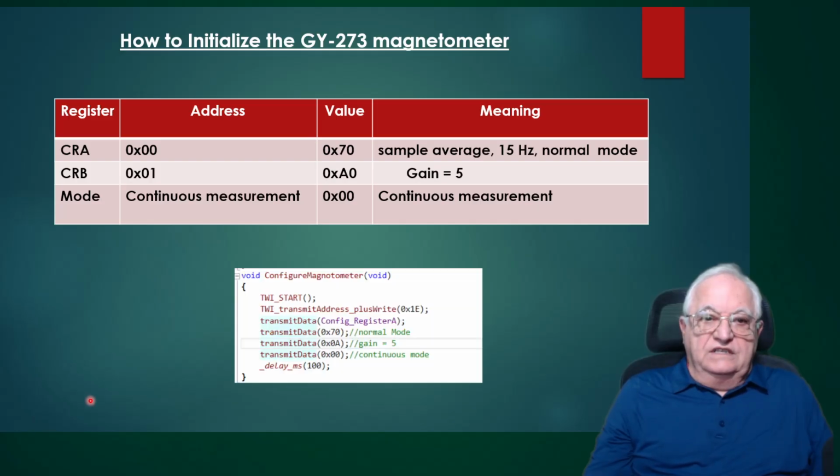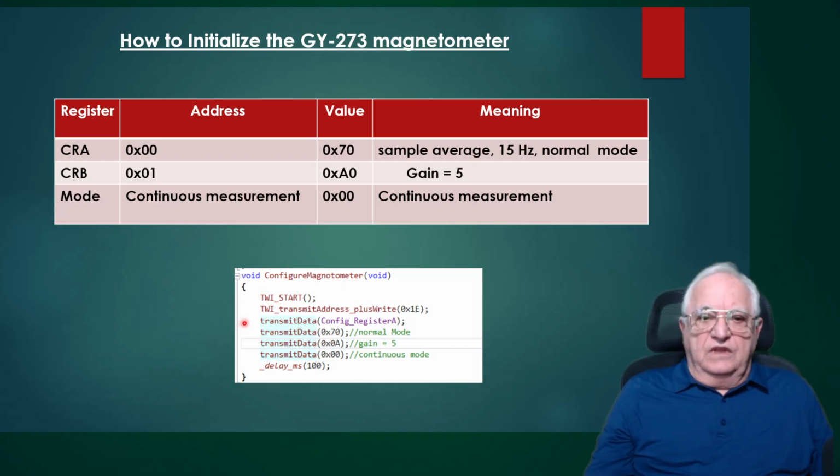So this is what the code is going to look like for the configuration. We're going to use the start. That's your typical I2C start. There's nothing magical there. Then we're going to transmit address plus write. The address of the magnetometer is 0x1E.